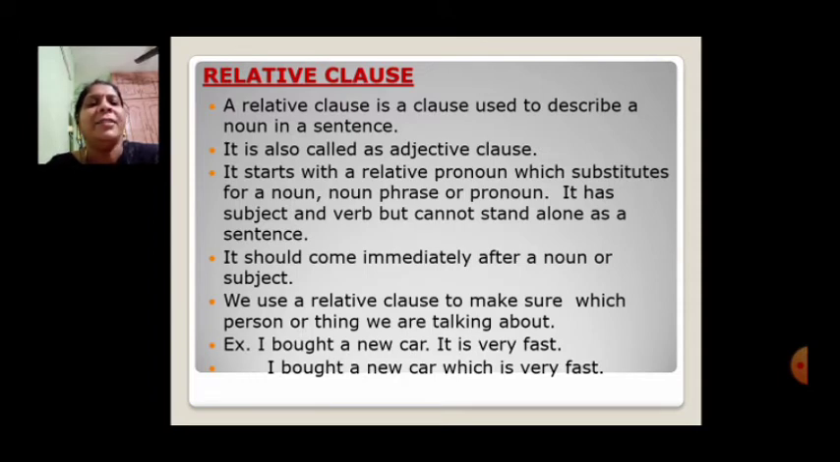The car is the noun here. Okay, so "which is very fast" is the relative clause and "which" is a relative pronoun. The subject is car. So this sentence has completely satisfied all the rules of a relative clause. Okay, this is about the relative clause. We have two different types of relative clauses. Let's see what they are.